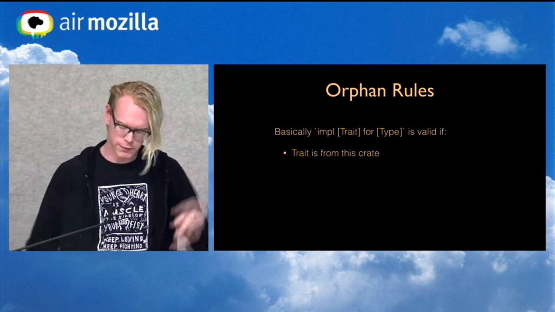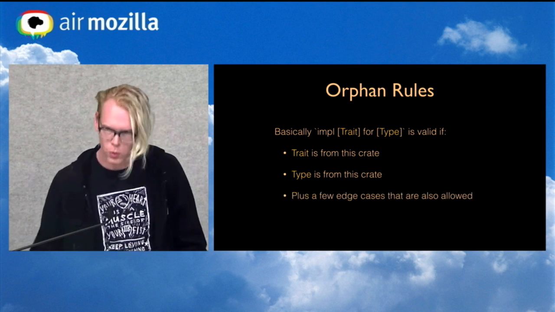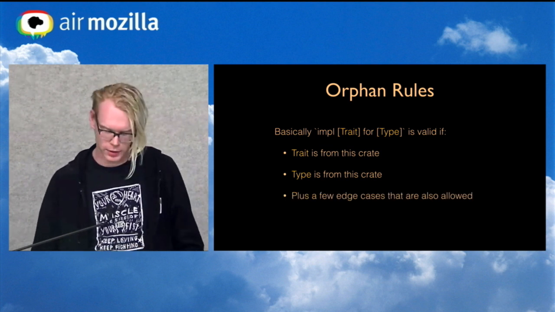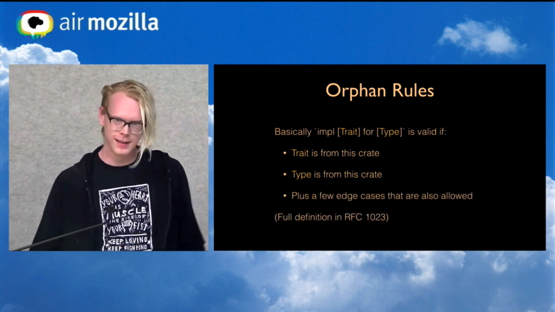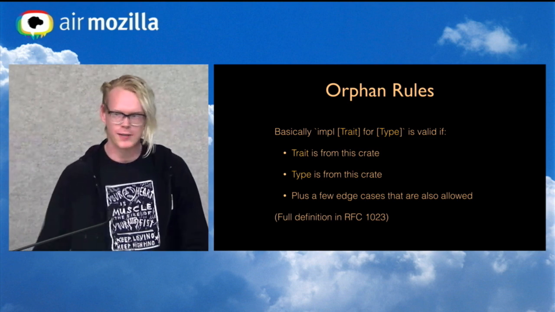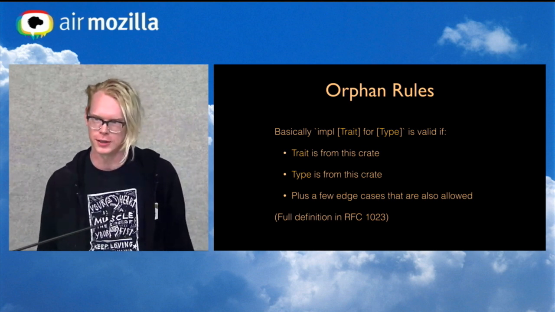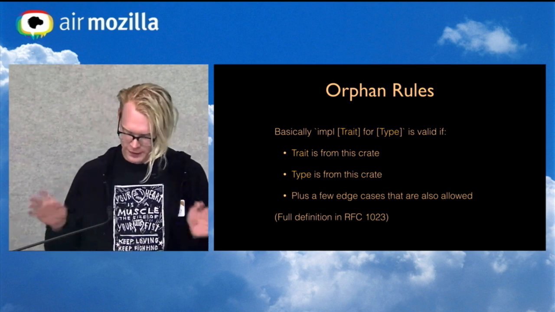And that's the Orphan rules in a nutshell: if you have an impl in your code, it's only valid if the trait is from this crate, the type is from this crate, or it's some weird edge case that I don't want to talk about right now. There's a full definition in this RFC, and it's very complicated. I've actually been told that the implementation does not completely conform to what the RFC says, so there are edge cases and everything.